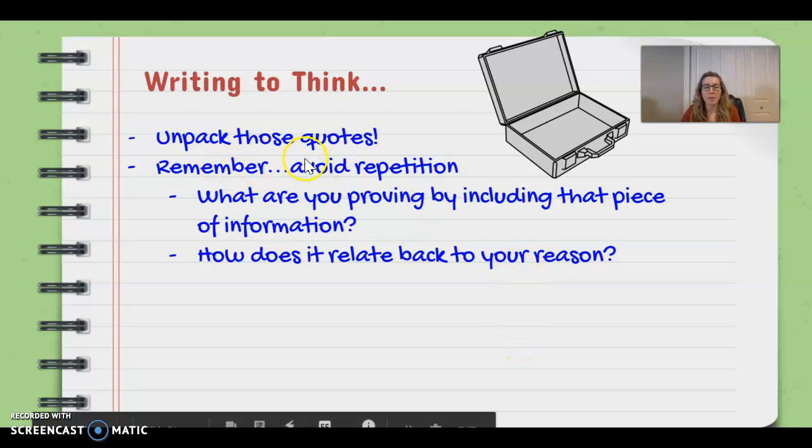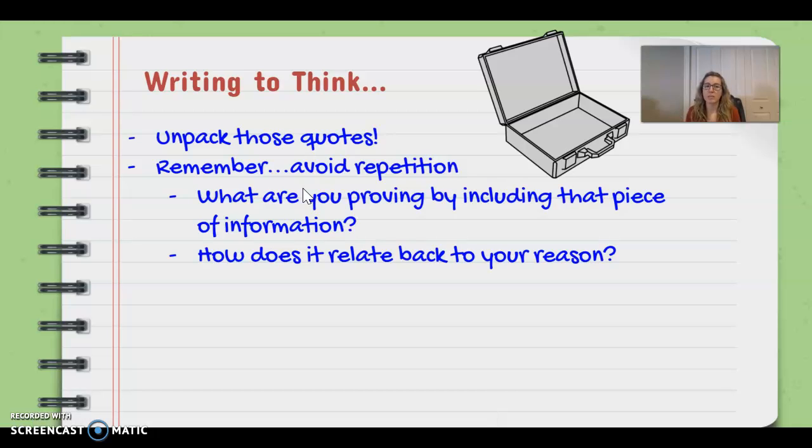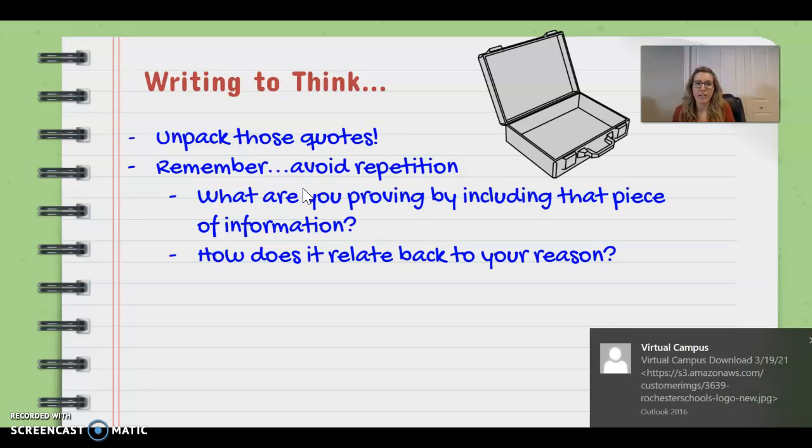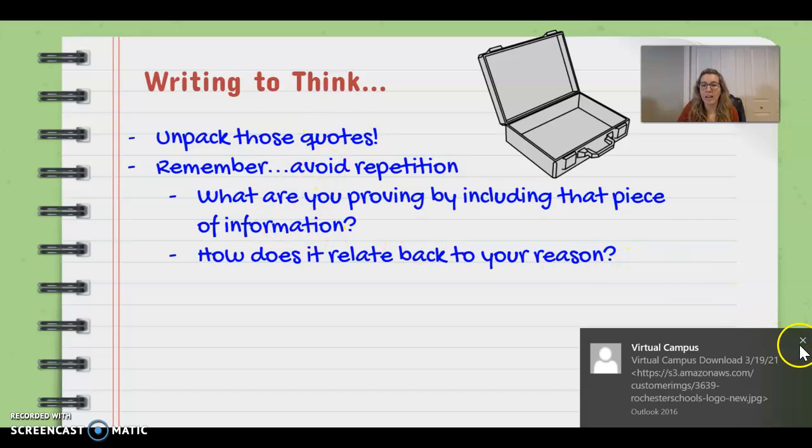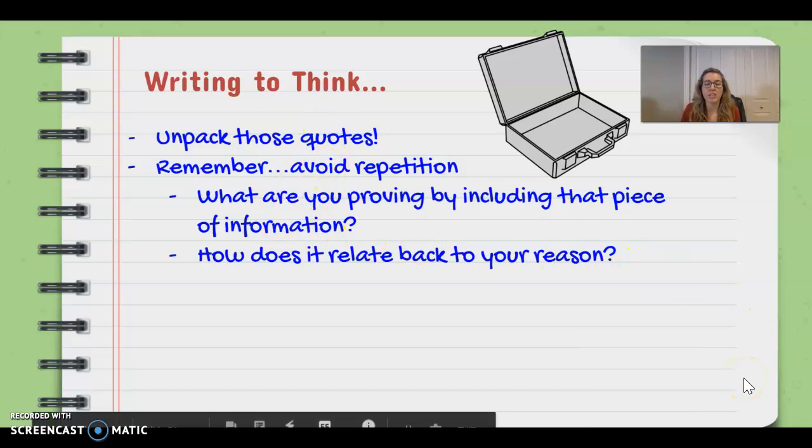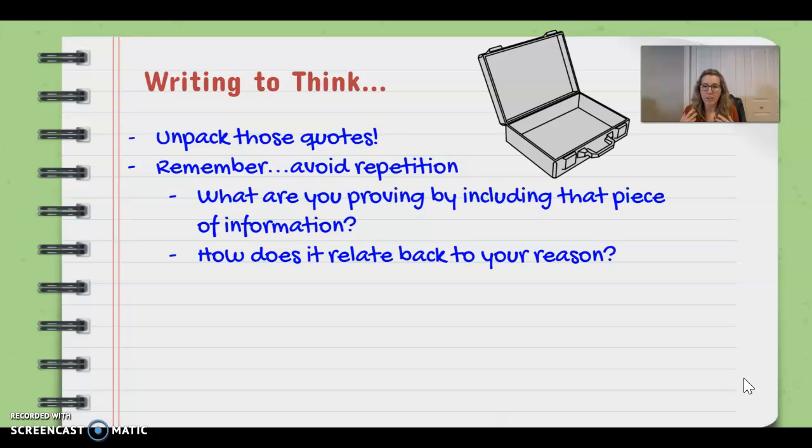First, I want to talk about what it means when I say unpack those quotes. Well, in the past, Mrs. Charbonneau has gone through this, but I'd like to review it a little bit. So when you include a piece of evidence, whether it is a quotation or a paraphrase that you decided to include to support your reason, you most likely are including a lot of information. So whether that be a statistic, a number, a case study, or just a general piece of information that you found doing research, you need to explain to your reader why you included that piece of evidence. How does that relate back to your reason, and how does that prove your point?